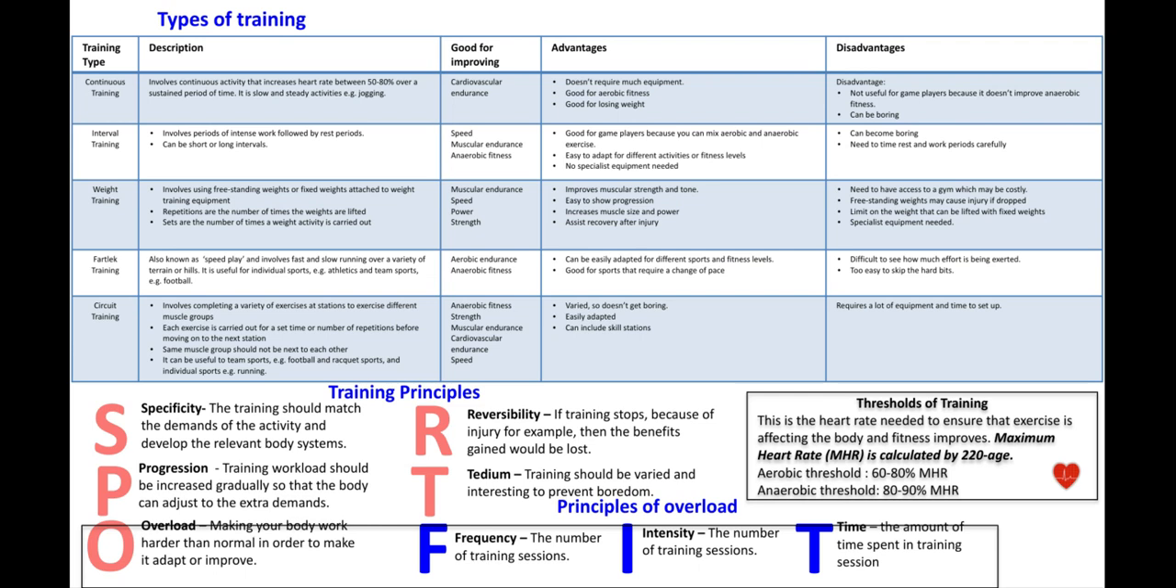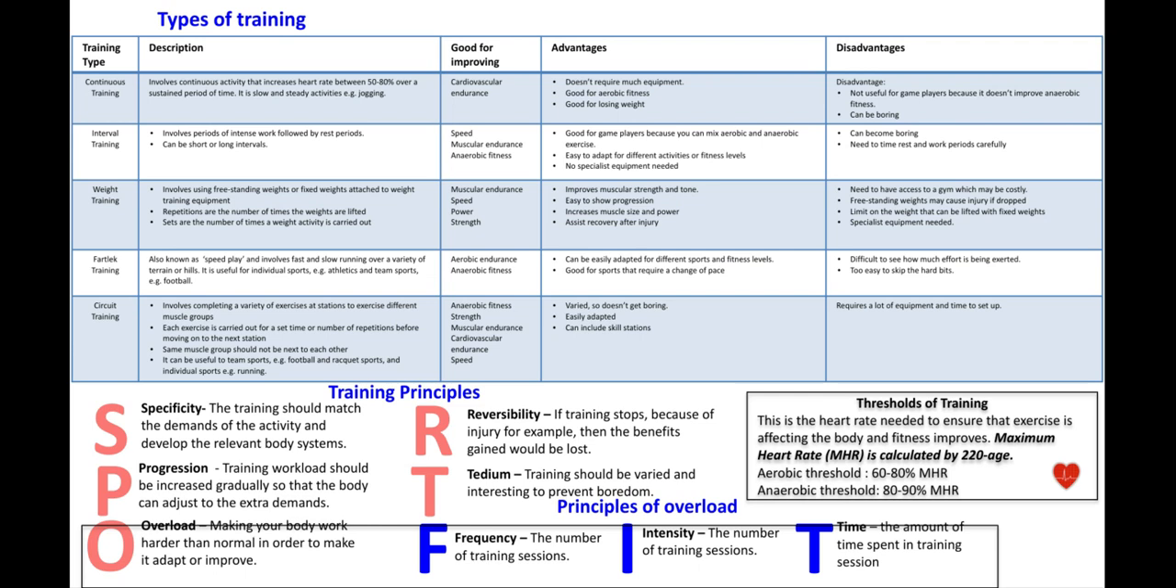weakness. For example, how does it meet the needs of your sport? How is it specific to your activity? And what are the advantages of using that method of training? You may also wish to highlight some of the potential disadvantages and maybe even another method of training that you could use to counteract that.